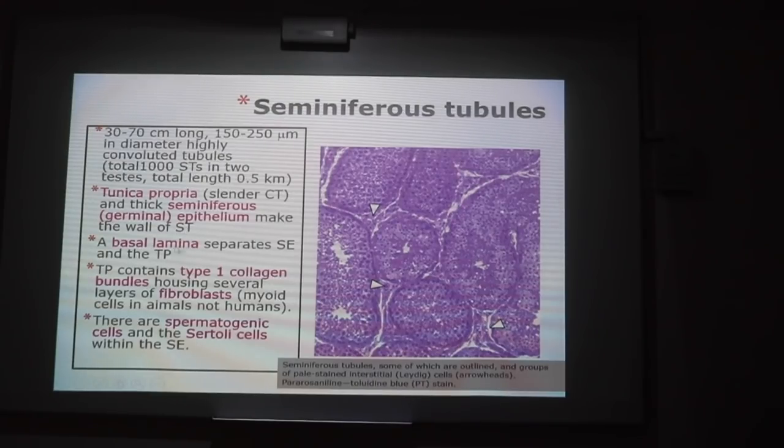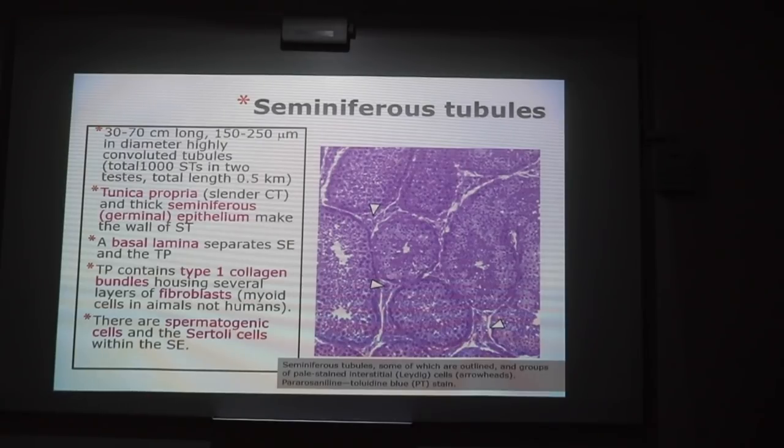Then there is a basal lamina, which separates the epithelium of the seminiferous tubules from the tunica propria. So there is tunica propria, basal lamina, and then you have the epithelium of the seminiferous tubule. If you are looking at a seminiferous tubule, there is tunica propria on the outer side, then the basal lamina, and then the epithelium, and in the center you can see the lumen. So this is the lumen, epithelium, basal lamina, and on the outer aspect you have the tunica propria.